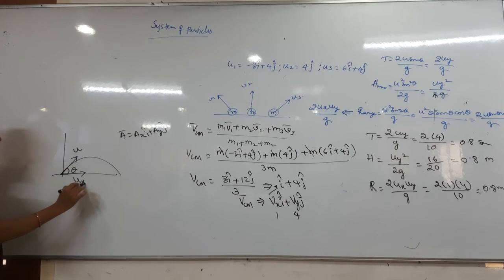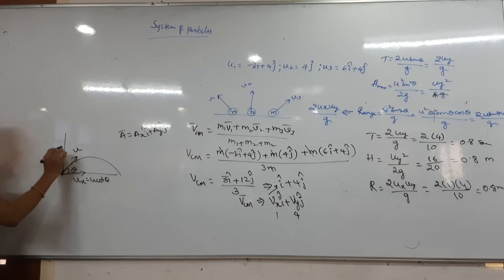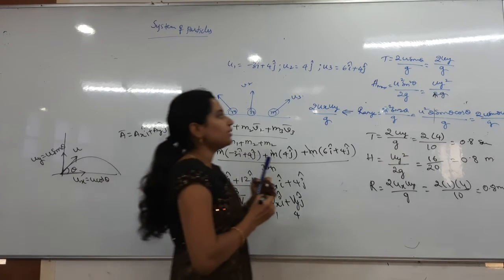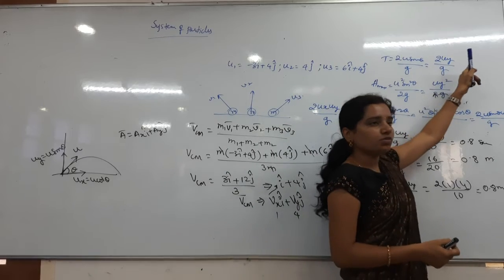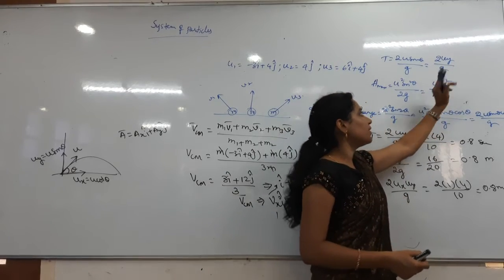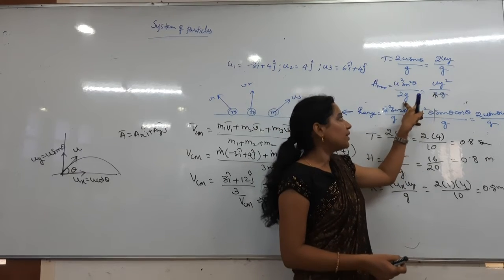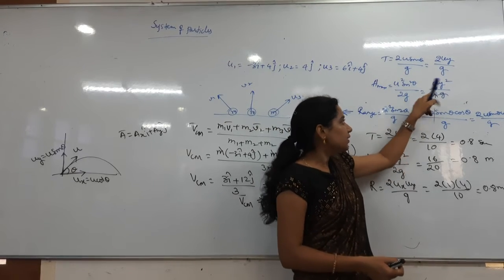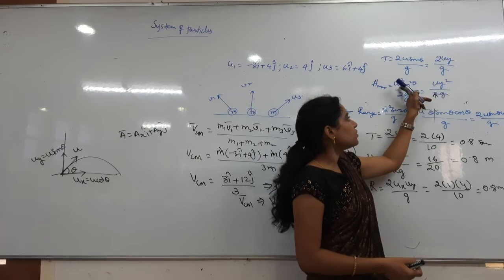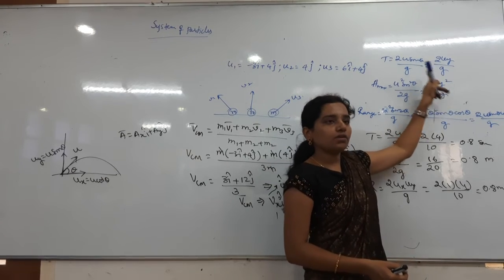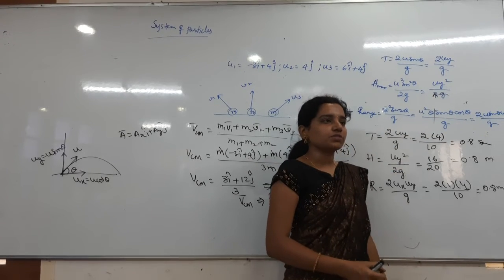This will be the x component, that is ux, which I can write as u cos theta. This one is the y component, which I can write as u sin theta, that is uy. That is what I have considered here. Here u sin theta is simply uy, so time of flight is 2uy by g. Then h maximum is u square sin square theta by 2g, which is uy whole square divided by 2g. That is the h maximum.